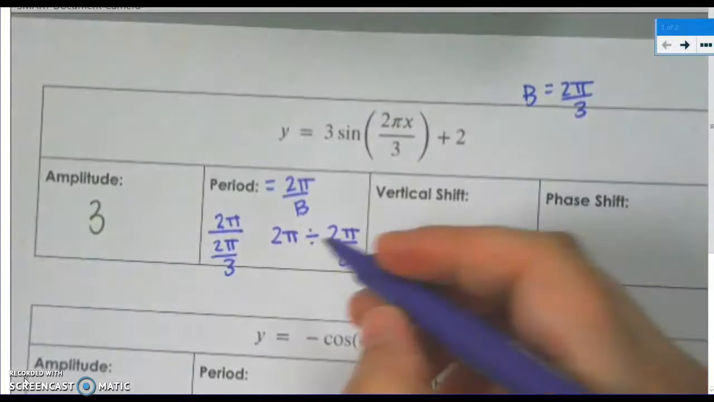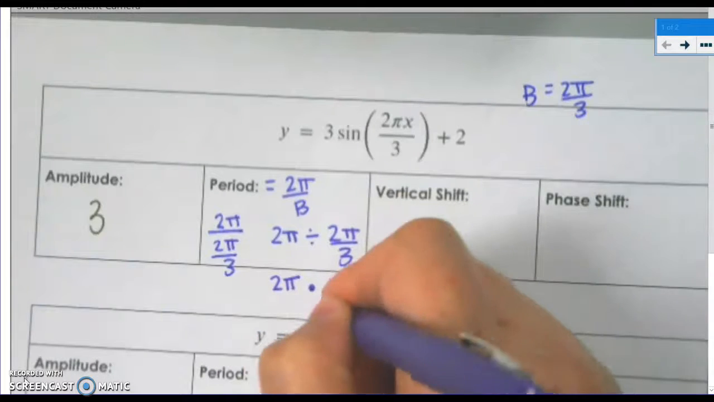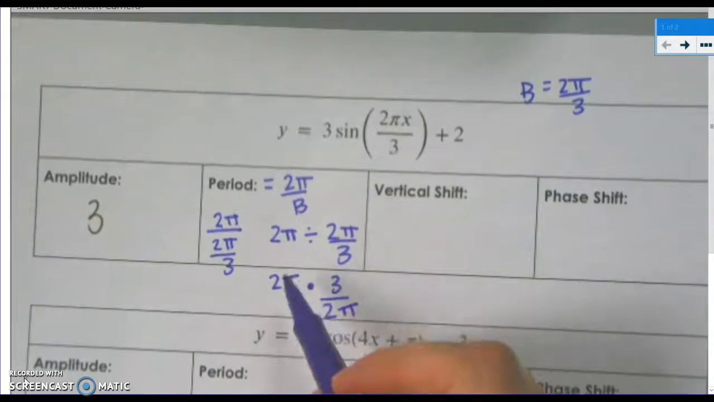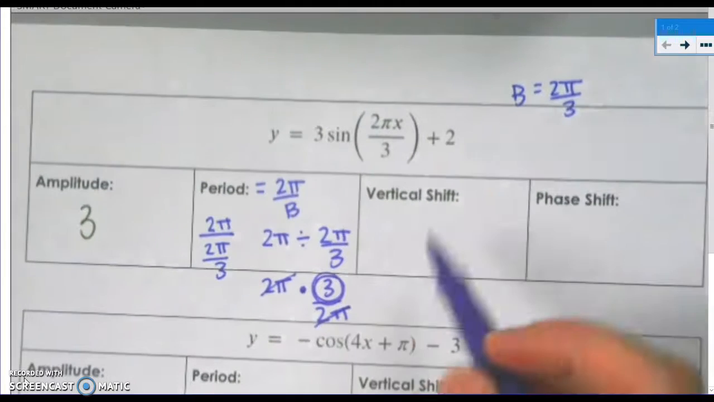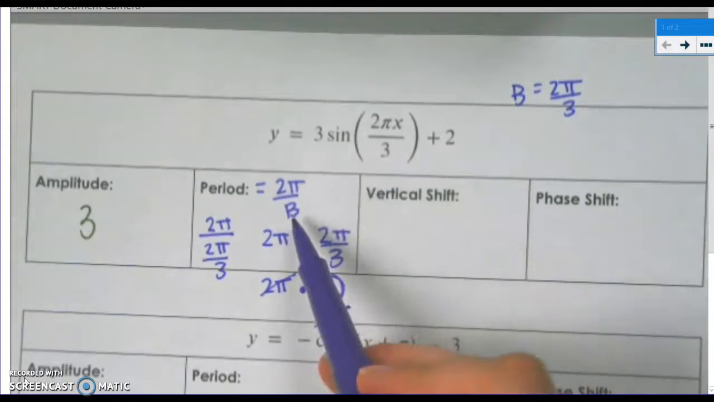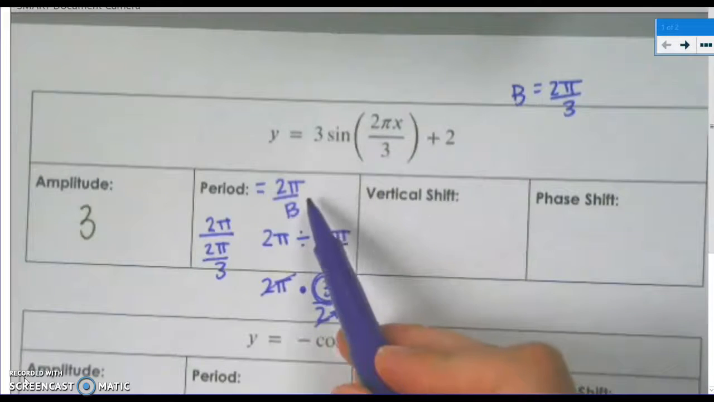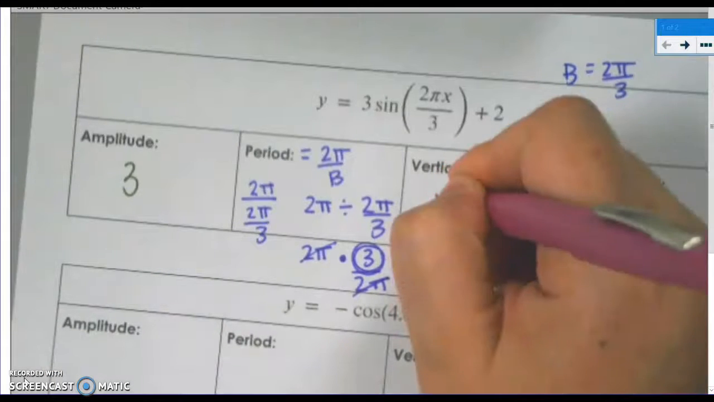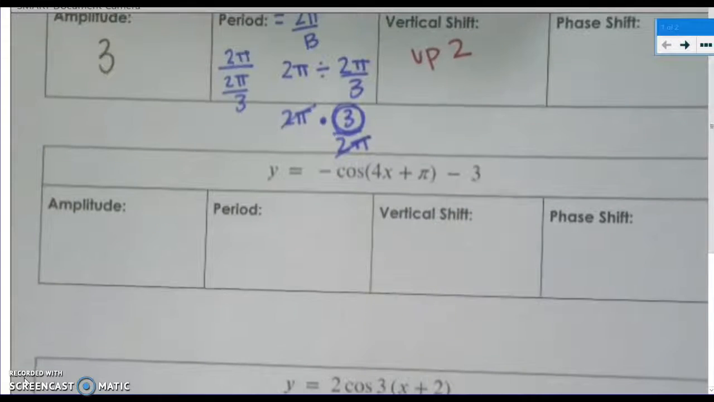If you remember, like, keep, change, flip, I'm going to rewrite this as 2 pi divided by 2 pi over 3. Keep, change, flip, multiply by the reciprocal. So the 2 pi's will actually cancel out. So my period is 3. And you could probably see that. Look, it's 2 pi over B is the formula. And see how it's already 2 pi over 3. So B is 3. And my vertical shift is that plus 2 at the end, up 2. And there's no phase shift because there's nothing in parentheses with the x.